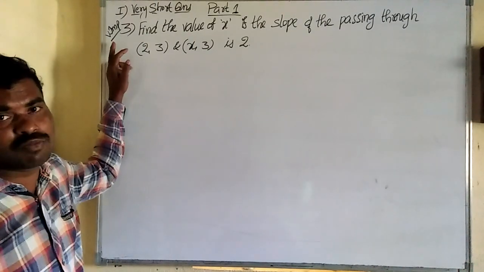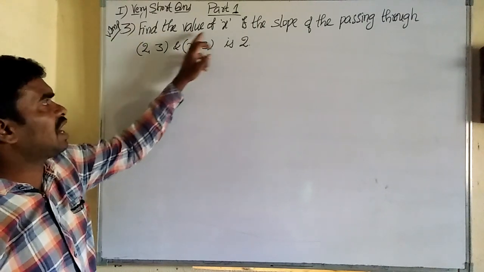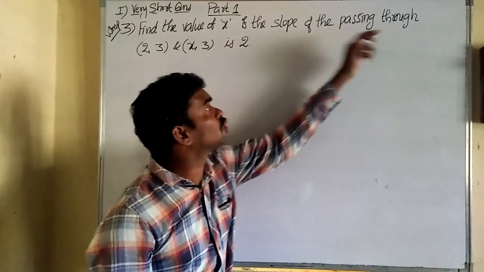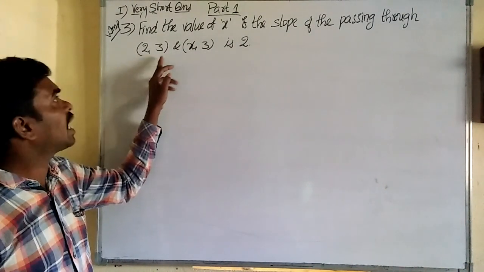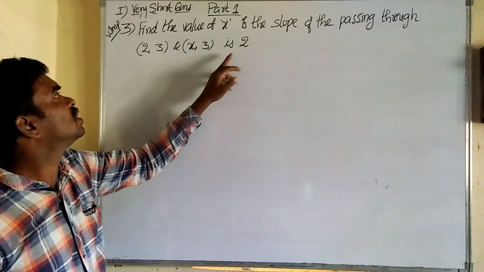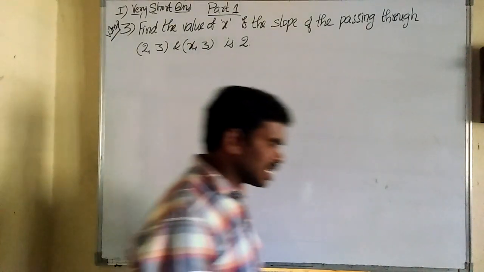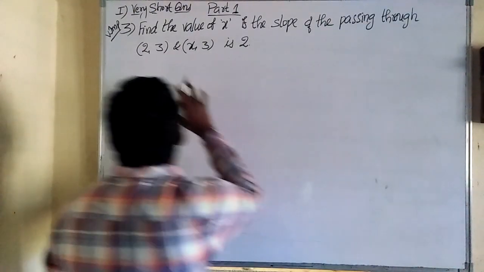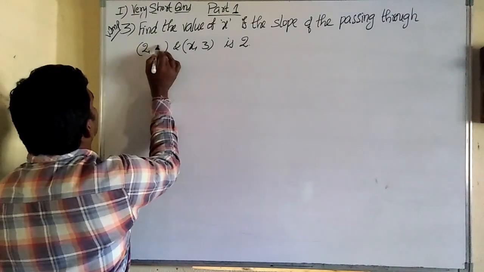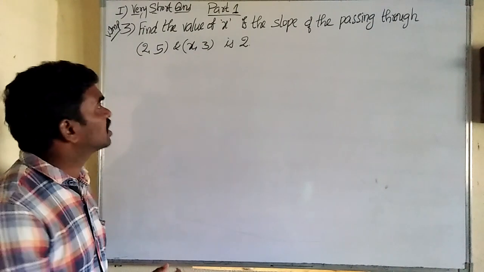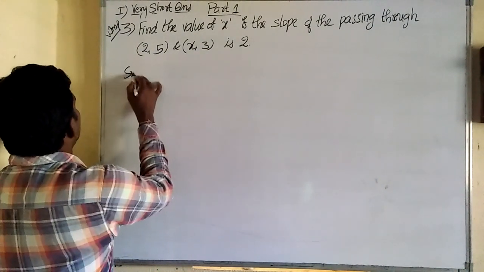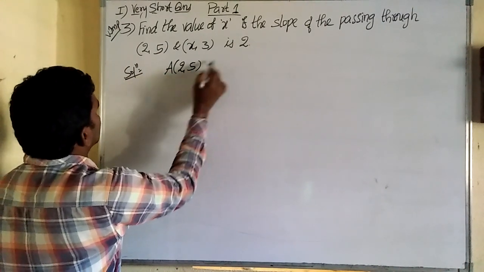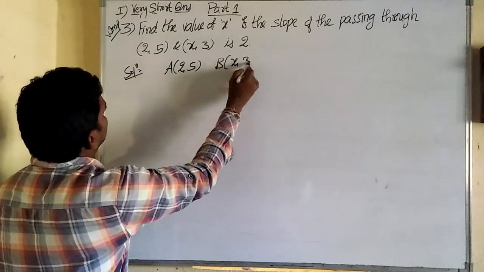Third question. This is a very important question. Find the value of x if the slope of the line passing through 2, 5 and x, 3 is 2. Okay. Solution. Let one point I am taking as 2, 5 and the second point consider as x, 3.